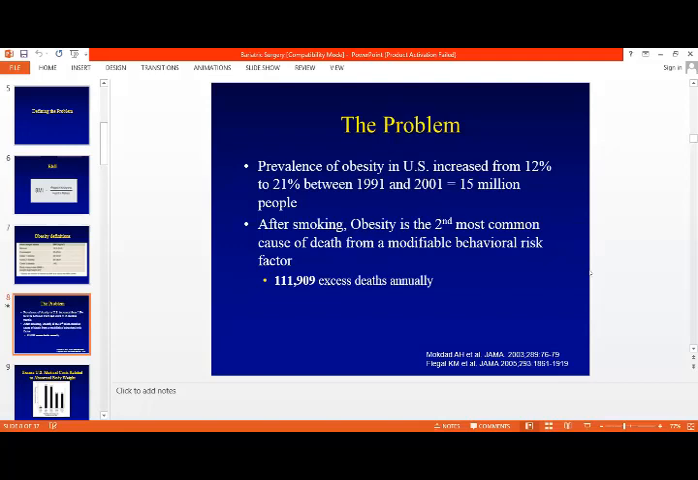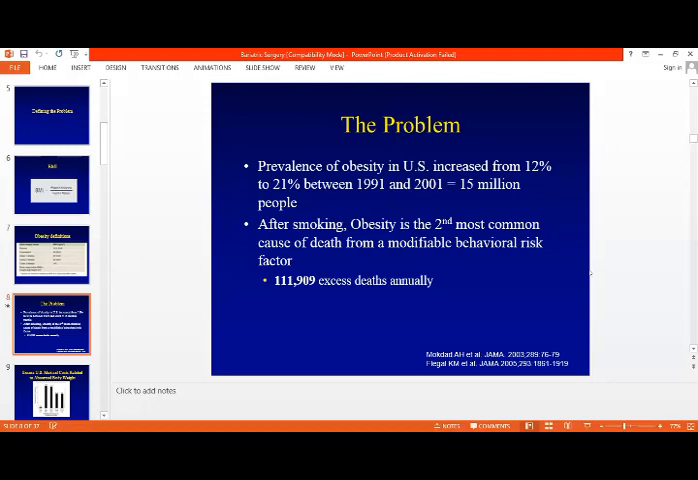A lot of people are affected. If you look at the numbers for the United States, the prevalence of obesity is increasing rapidly. Around 15 million people were obese in 2001. That is quite a lot, and it is increasing a lot.